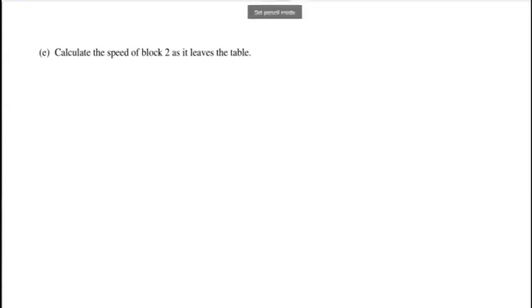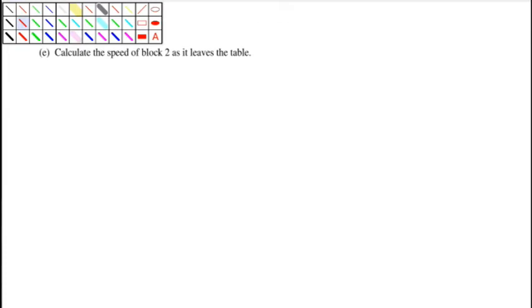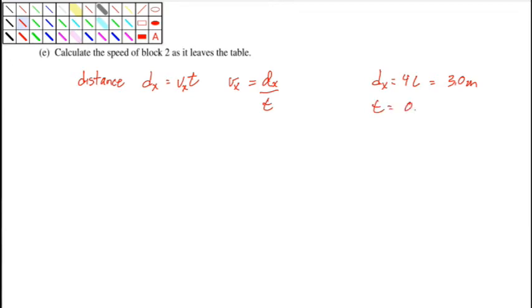So we're going to use one of the first relationships that we encountered, and this is that some distance in the x direction, some dx, is equal to the velocity in the x direction times the time. So our velocity in the x direction is going to be equal to dx divided by t. But we know that d sub x is equal to 4L, which is equal to 3.0 meters. And we know that our time is equal to 0.55 seconds.